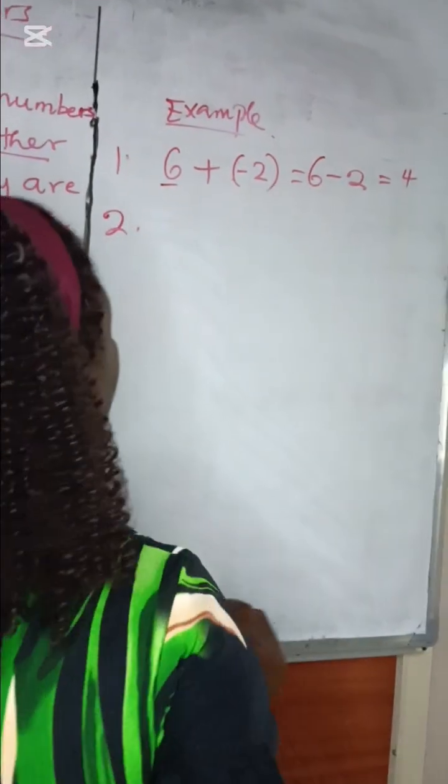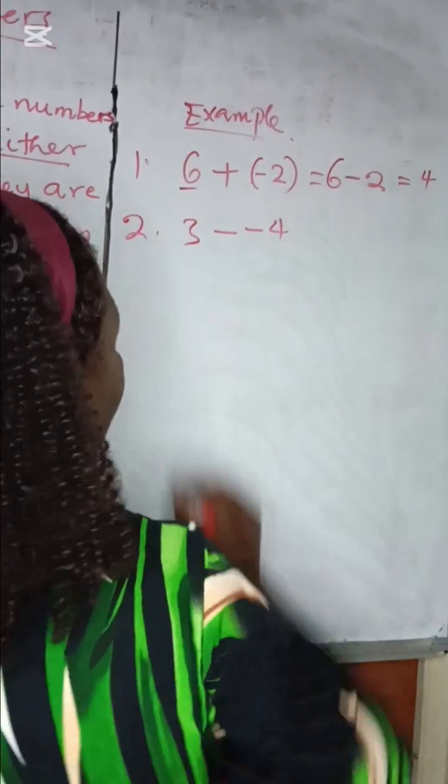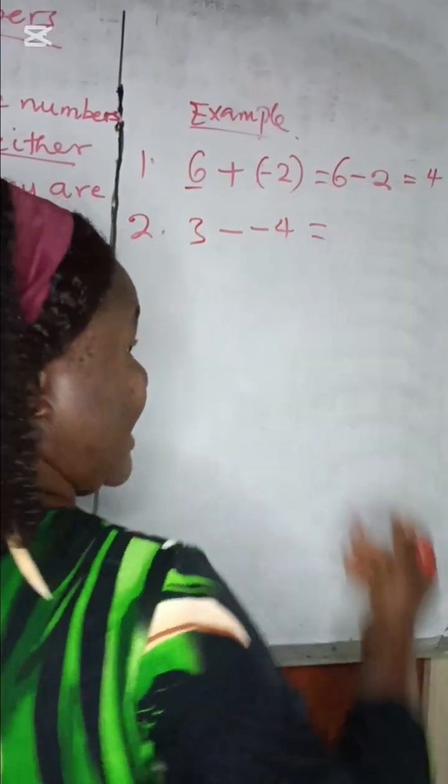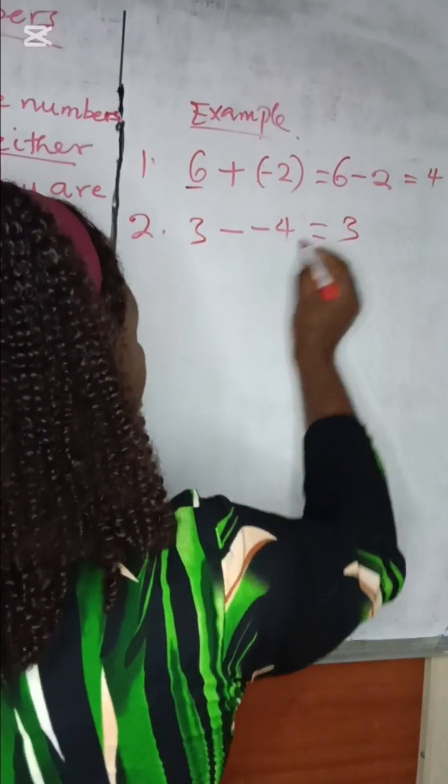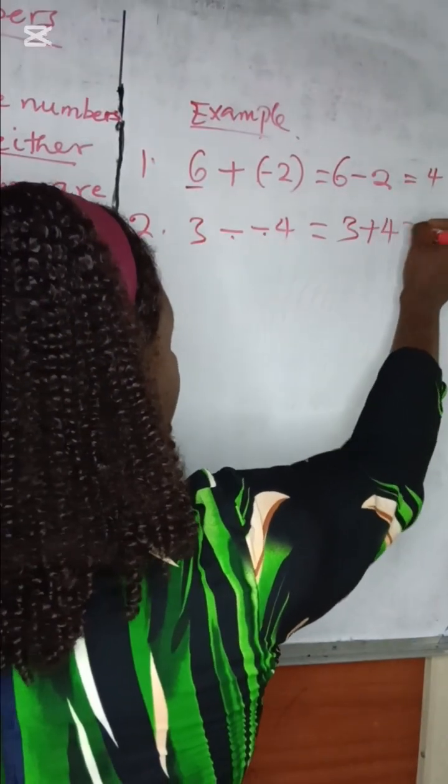Example 2. If we have 3 minus minus 4. Now they are of the same sign as well. So I have 3, minus minus gives us plus. This gives us 7.